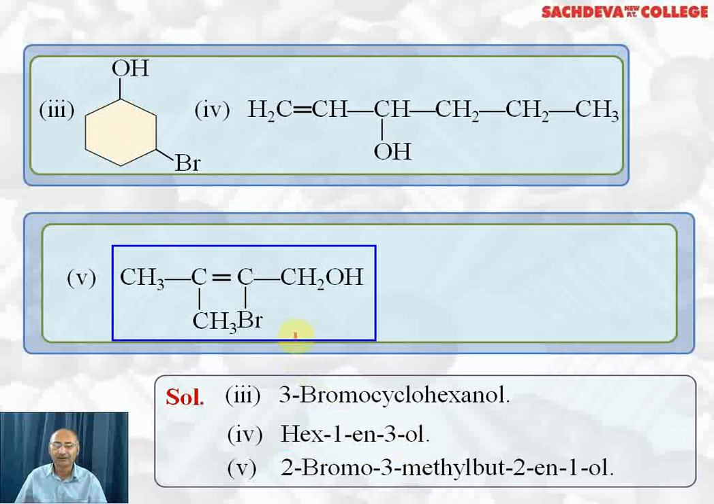This compound we want to name, this will be the first carbon, second, third, fourth. 2-bromo, 3-methyl, but-2-ene, but-2-en-1-ol. The OH group is at the first carbon, so it's called but-2-en-1-ol. So the name of the compound is 2-bromo-3-methylbut-2-en-1-ol. E has to be dropped because E and O, both vowels, will not come together.